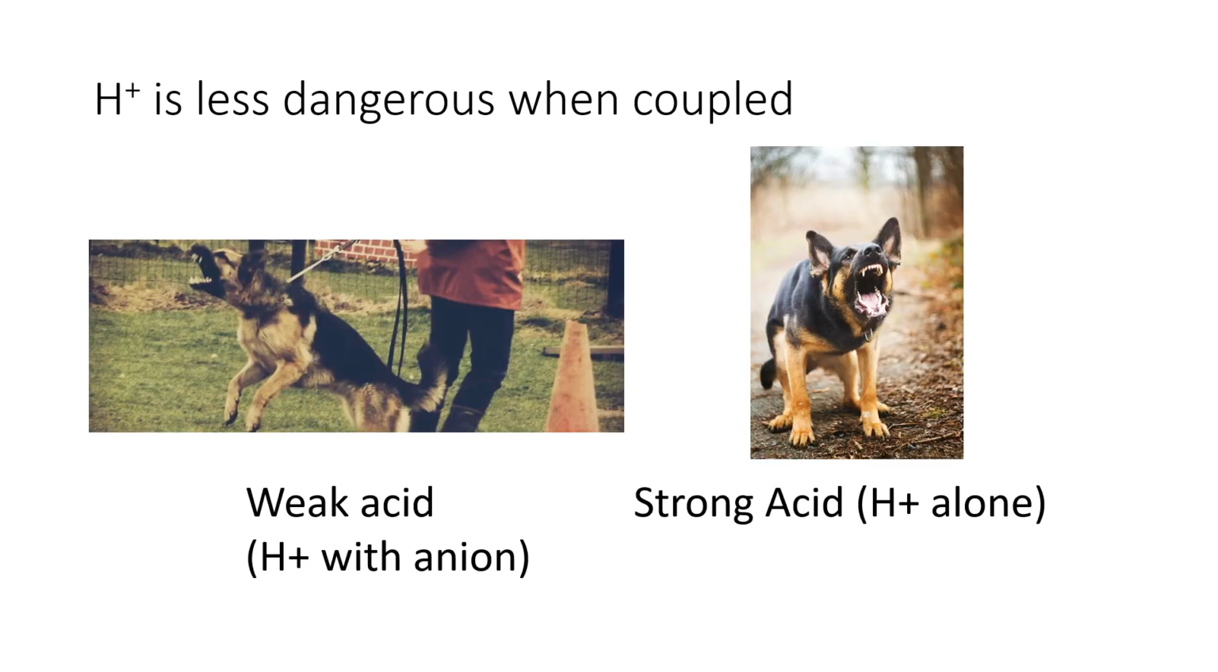Okay. So when you think about it, then, if we think of that H plus as the thing that causes acids to be acids, a weak acid has that H plus, right? So here's this dog. That's the H plus. It's on a leash. So it's not out there doing all the damage it can do. Whereas a strong acid, that H plus is out. It's off the leash. It can do the damage it needs to do. So that's the difference between a weak and a strong acid.